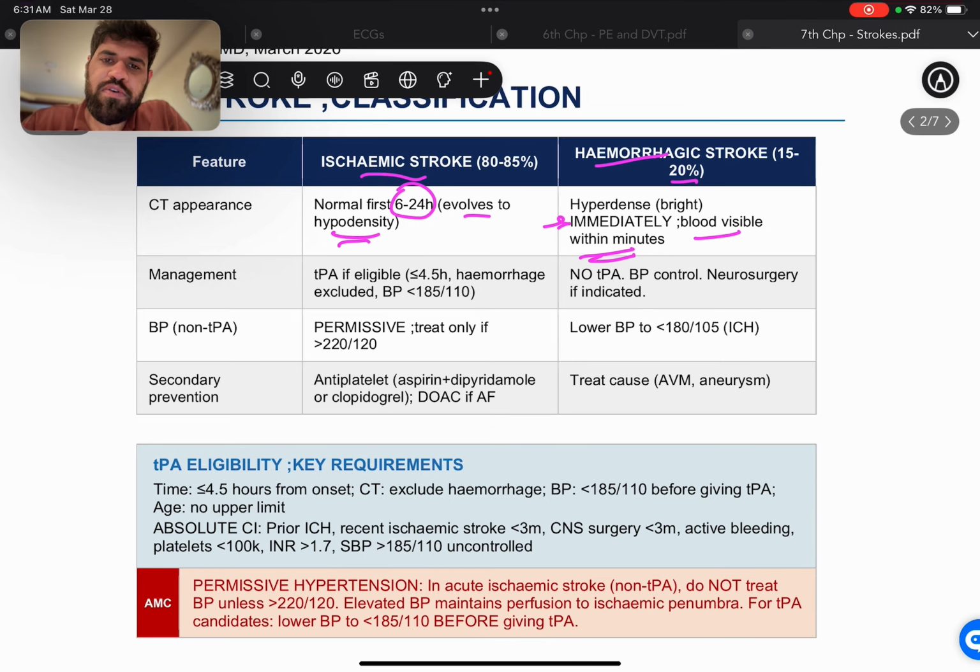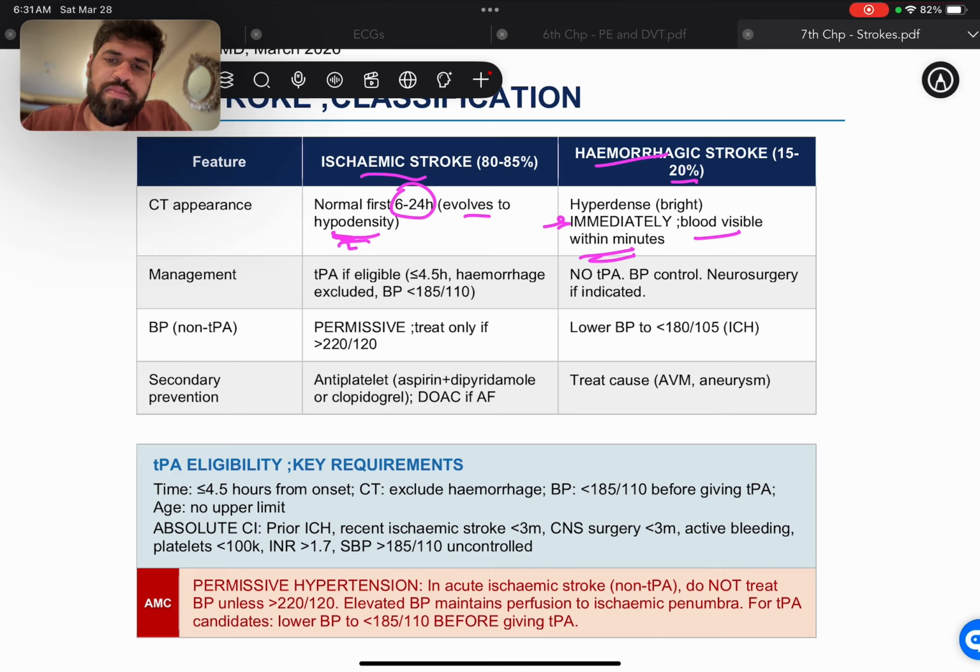The importance of the CT appearance is that they could tell you that this person has a headache, comes in, and their CT scan is completely normal. However, a few hours later, they could ask you what the next step is. It could be that you repeat the CT in a few hours, or they could give you a hypodense description of the CT and tell you that this happens a few hours later. So that is ischemic stroke.